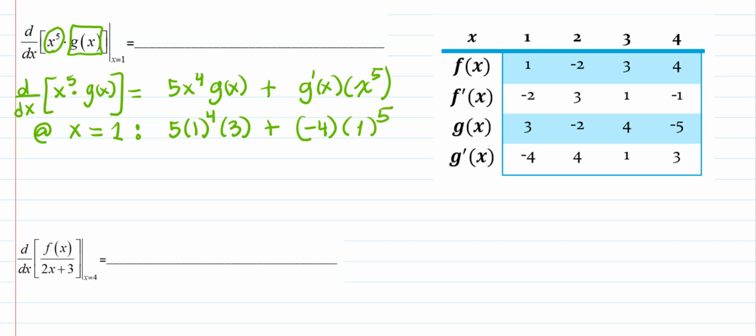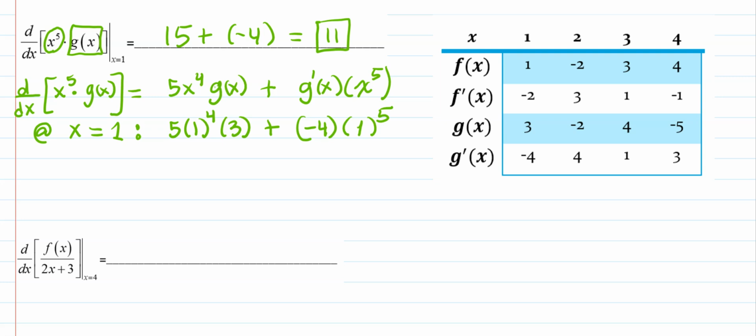And then now we just go and finish our calculation. So we will have 5 times 1 times 3 is 15, plus negative 4 times 1 is a negative 4. So the answer here should be 11. Okay, so the third part of the problem is again applying the product rule with the function x to the 5th power and the function g of x being the second function.